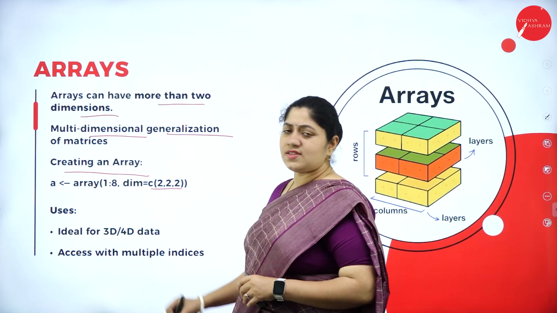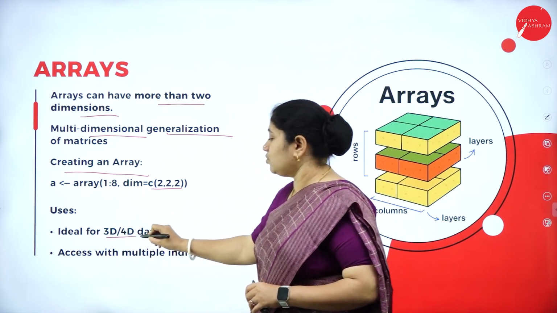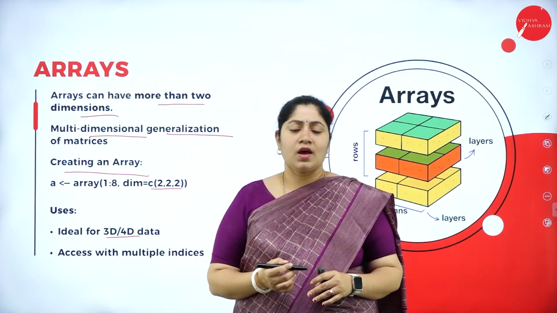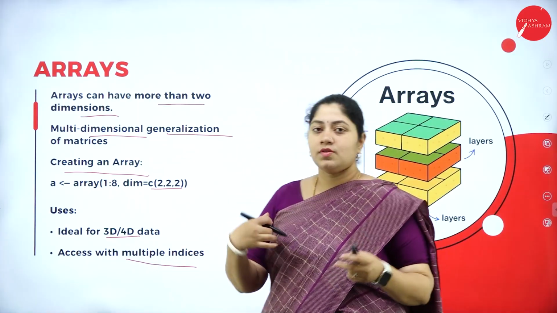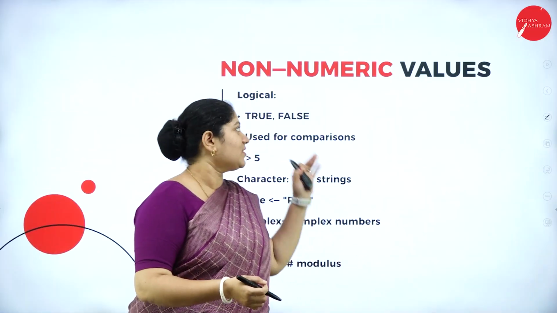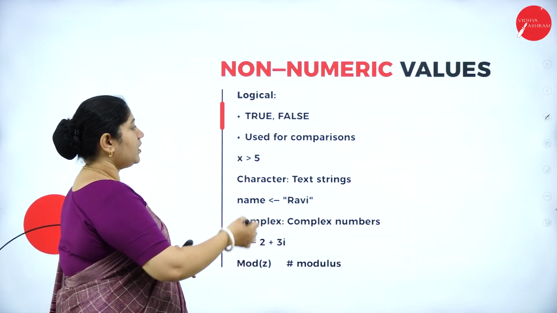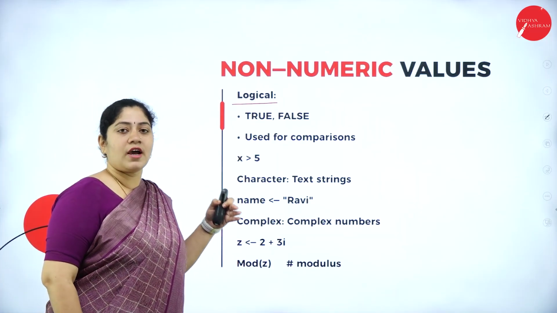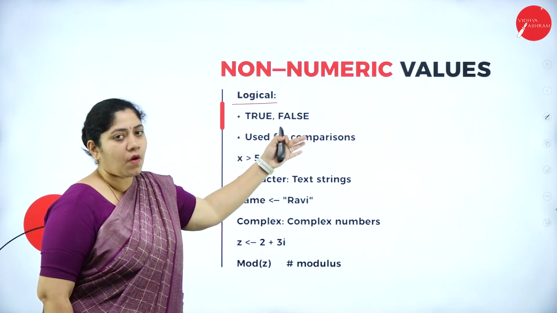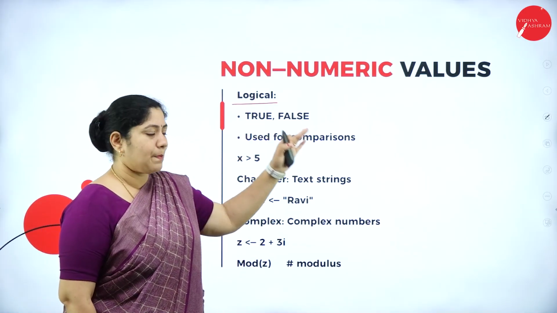So up next, let's see what the uses of this are. Yes, exactly. It's ideal for 2D as well as 3D data. Along with that, we can access it with multiple indices. So let's see what's next. Yes, absolutely. It's non-numeric values. So non-numeric values, in the sense of logical values, where we can define it in terms of true or false. And why is it used? Yes, exactly. It is used for comparisons.